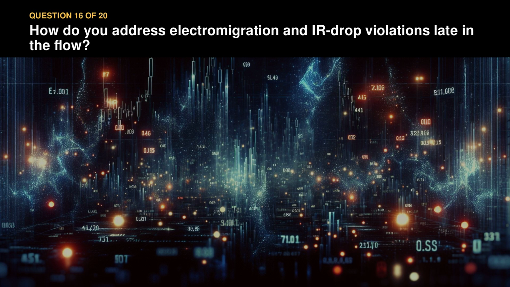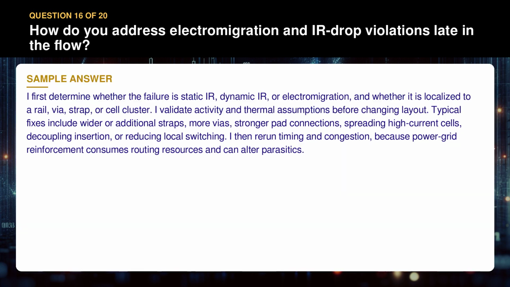Question 16. How do you address electromigration and IR drop violations late in the flow? I first determine whether the failure is static IR, dynamic IR, or electromigration, and whether it is localized to a rail, via, strap, or cell cluster. I validate activity and thermal assumptions before changing layout.